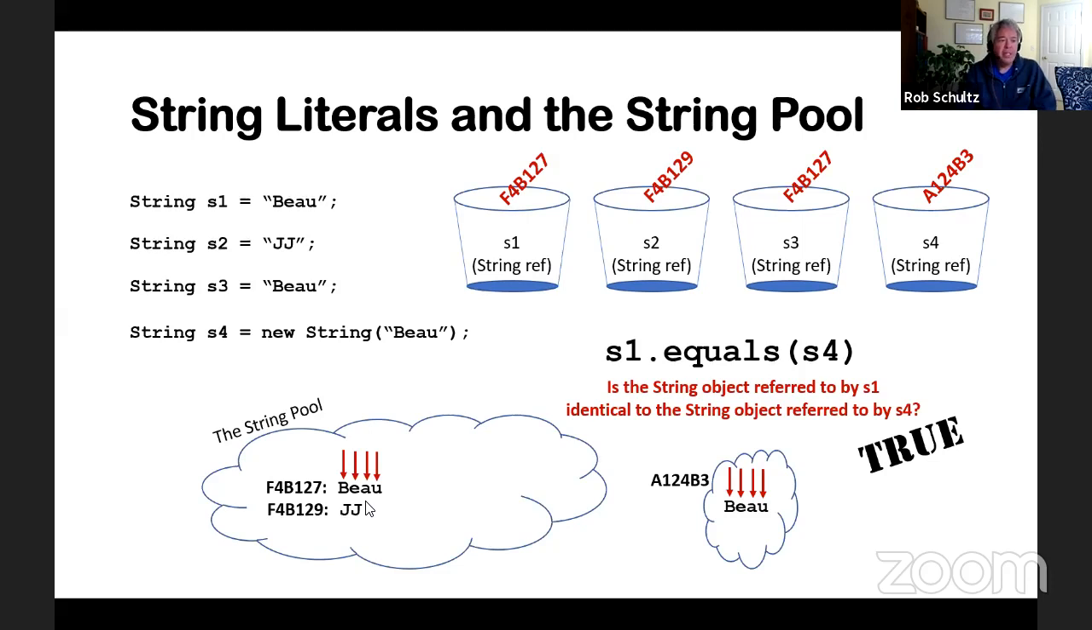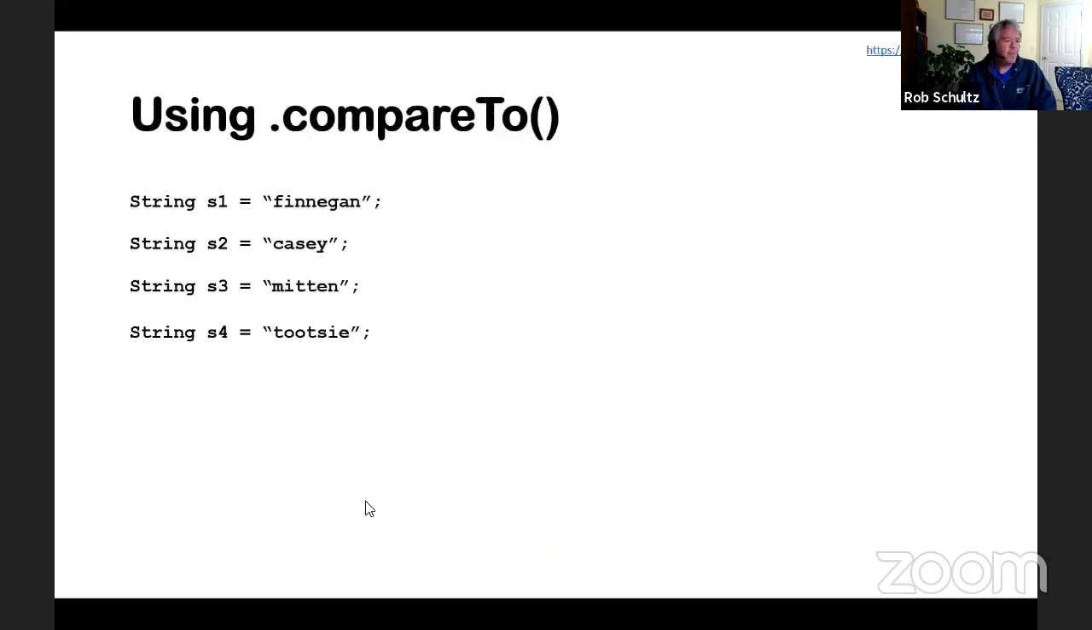All right, so let's look at compareTo a little bit. How are we doing time-wise? We're doing good. Okay, so I have 4 string literals that I've declared. We've got S1 equals Finnegan, S2 equals Casey, S3 equals Mitten, and S4 equals Tootsie. And you're going to meet Finnegan, Casey, Mitten, and Tootsie here in a little bit when we get to our picture section. But let's say I want to look at S1 dot compareTo S4. I'm going to compare Finnegan to Tootsie.